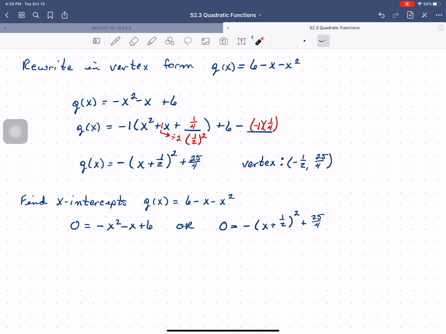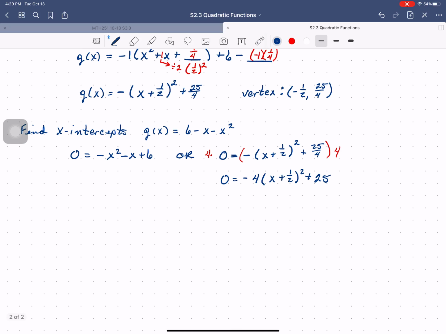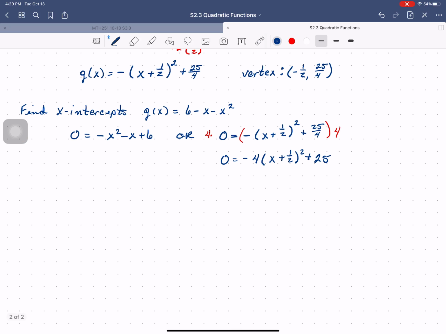Okay, so you may not like those fractions, and that's okay. We can get rid of them by multiplying both sides of this equation by 4. Which means I've got 0 equals negative 4 times (x plus 1/2) squared plus 25. A fraction is going to come back in a minute, but that's okay. Now, we want to isolate that squared term, so let's subtract 25.